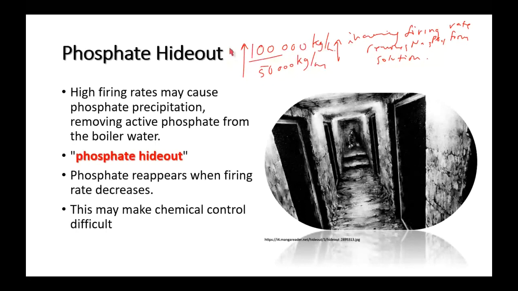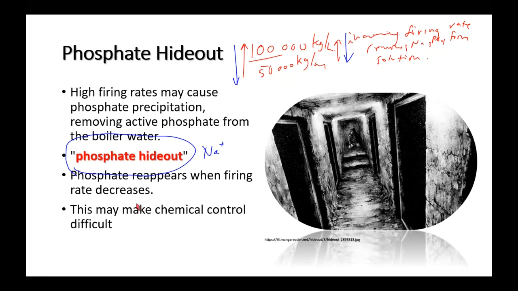Well, a couple days later, they say, oh, we don't need all that electrical generation, and so we need you to back off. So we take our firing rate from 100,000 kilograms per hour down to 50,000 kilograms per hour. And we find that all that phosphate that disappeared on us returns. And so this is a phenomenon called phosphate hideout. Always keep in mind that the sodium phosphate is highly soluble. So even though it hides on the tubes during a high firing rate, it will resolubilize at a lower firing rate.